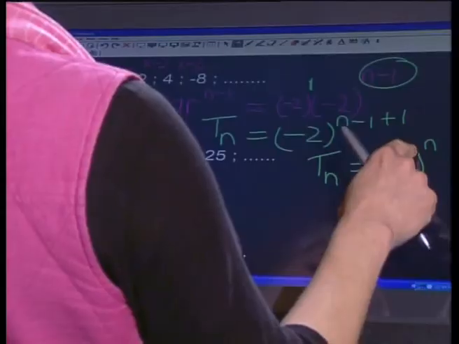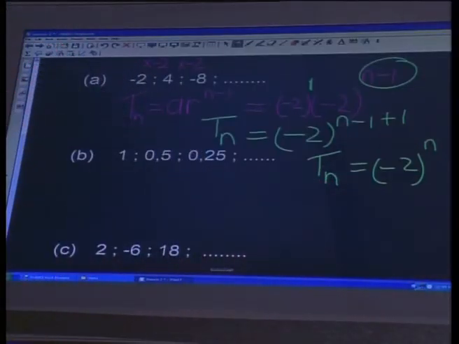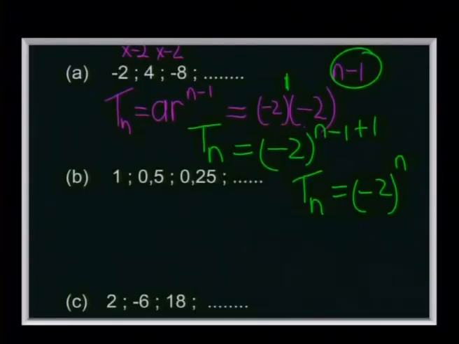If this bracket is omitted, then it actually isn't correct anymore. Right, so that was the first one. Now the second one, we're dealing with fractions, and it's probably a bit easier if you write it as ordinary fractions, not decimals. So this number pattern goes 1, then a half, and then a quarter.